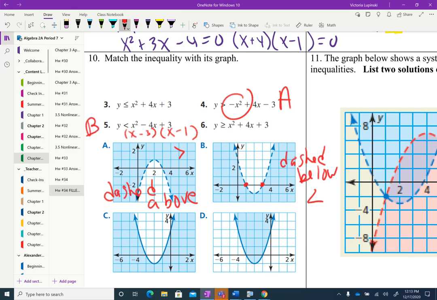Process of elimination, it's the same quadratic, but one is less than or equal to and one is greater than or equal to. So can anybody tell me number 3? Should 3 be C or D? C. Okay, and it's because it's solid and it's shaded below. So that's how I know it's less than or equal to. And then for the last one, it is solid and shaded above, and that's how I know that it's D.